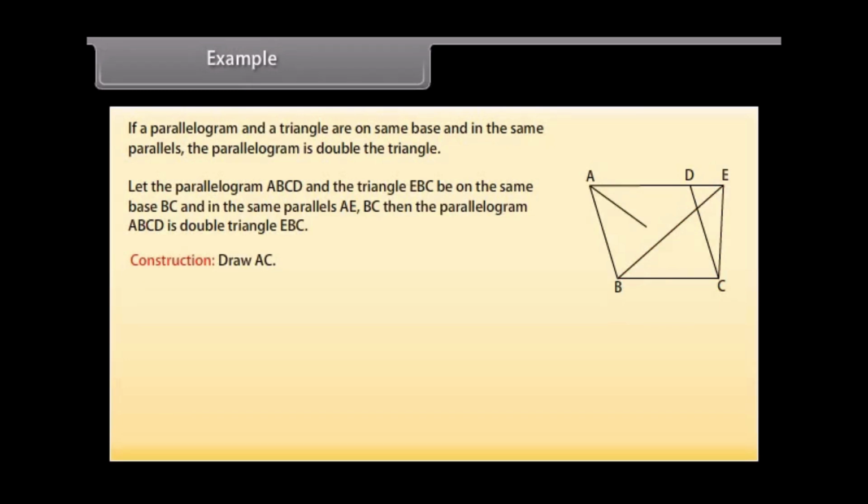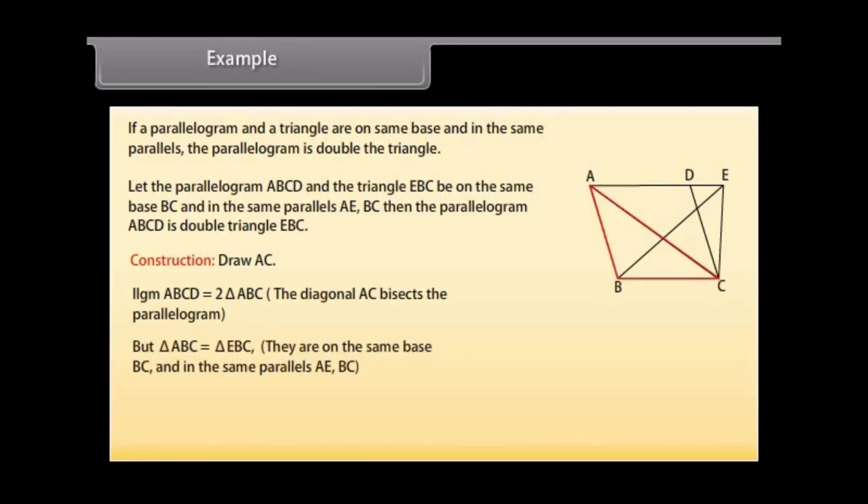Construction. Draw AC. Since AC bisects the parallelogram, therefore, the parallelogram ABCD is double triangle ABC. But triangle ABC is equal to triangle EBC because they are on the same base BC and in the same parallels AE, BC. Therefore, parallelogram ABCD is also double triangle EBC, hence proved.